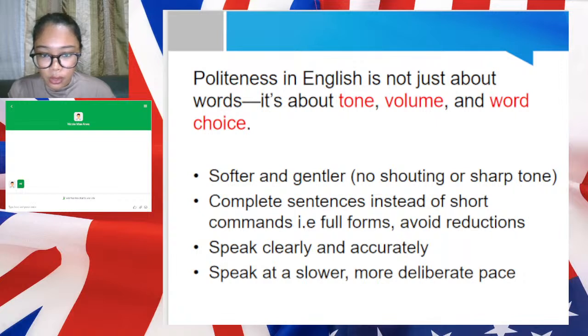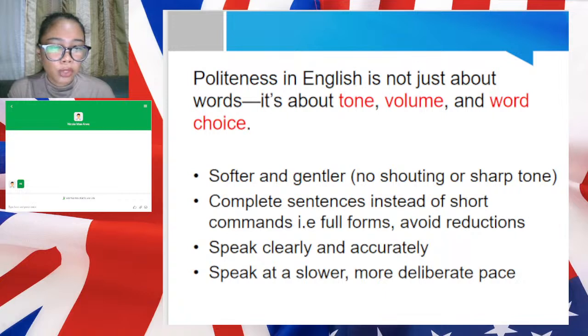The first one: softer and gentler, so no shouting and no sharp tone. The way you say something is really crucial, in that a gentler tone generally comes across as more respectful and less demanding. Raising your voice or using a sharp tone, even with polite words or sentences, can still sound rude or aggressive to another person.